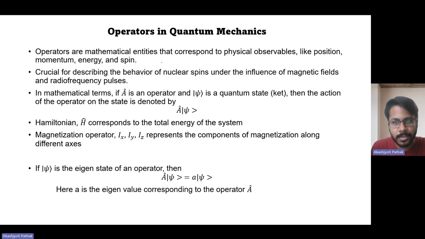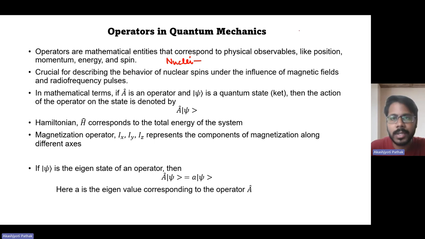are called operators. So we have looked into the nuclei. A nuclei has a particular spin, and it also has an energy, momentum, and a position. So if we want to measure these quantities, these are called the operators. Now, these operators are crucial for describing the behavior of nuclear spins under the influence of magnetic fields and radio frequency pulses.